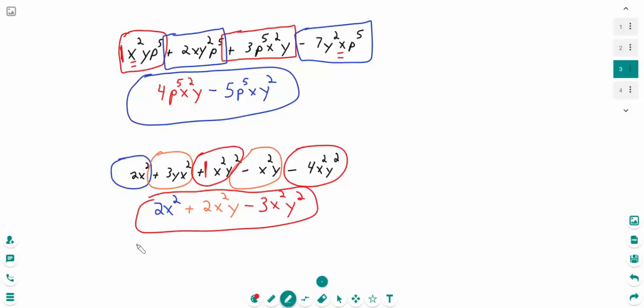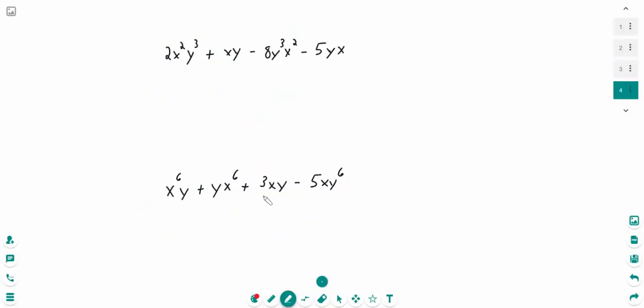All right. Let's move on. We're going to try just a couple more before we stop here. So go ahead and try this on a separate sheet of paper by yourself. And then we'll do it together.